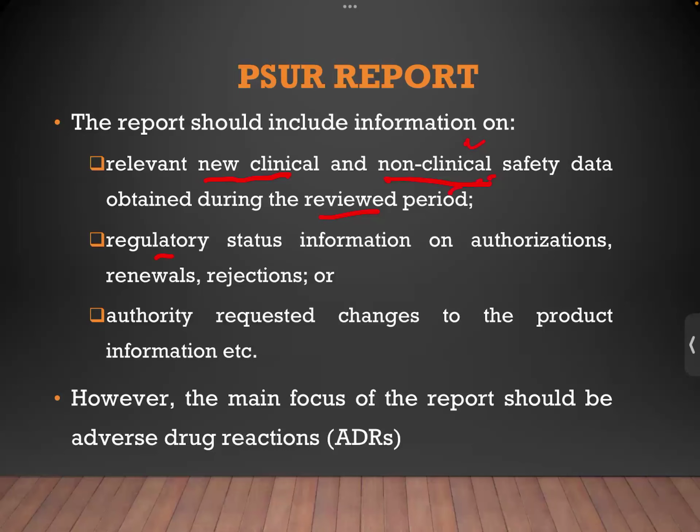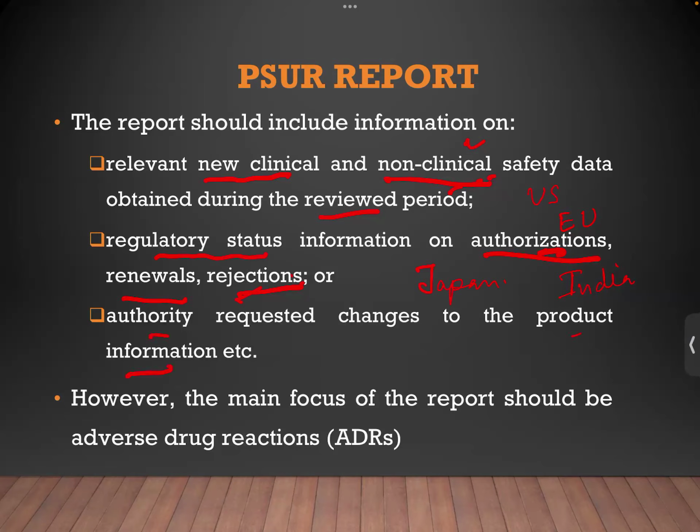Regulatory status of authorization, renewals, rejection. Suppose they started with the US. After 2 years, they also got approval in the EU. After that, they also got approval in India. After that, they may get approval in Japan. Like that, they have to keep adding this information. Or there may be a chance, for example, there is one country, Israel. They rejected. They said no, not for our population. That also they have to add in the PSUR.